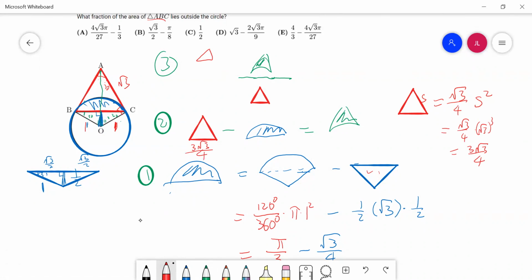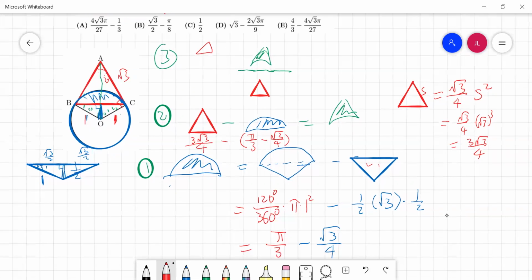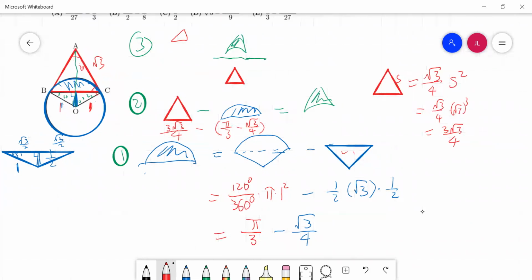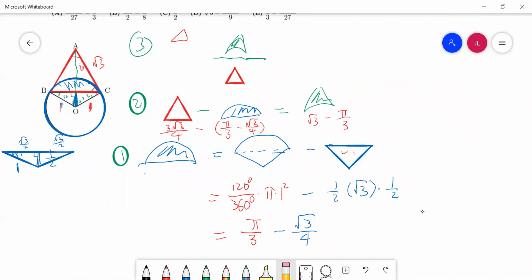So we know this part. This part is minus pi over 3 minus square root 3 over 4. Okay, so now we need to simplify this part. You open the parentheses, change the sign, and you're going to see that's going to be square root of 3 minus pi over 3. Yes, pi over 3.